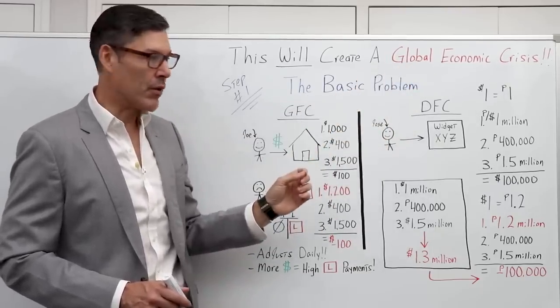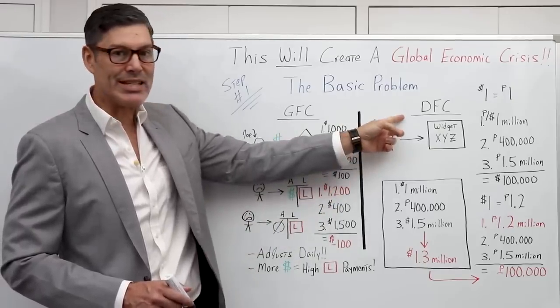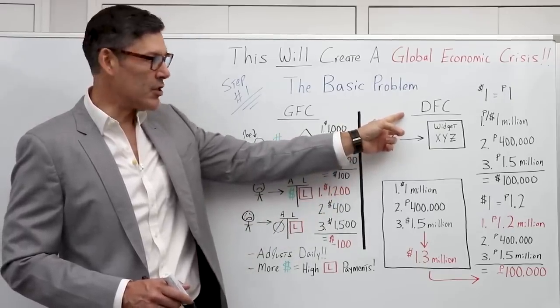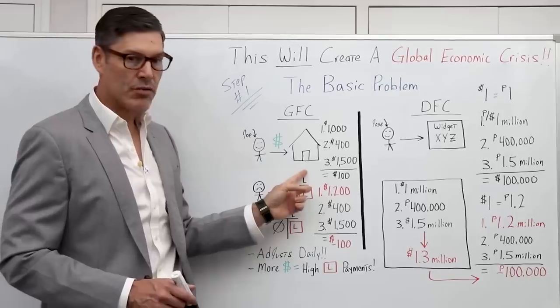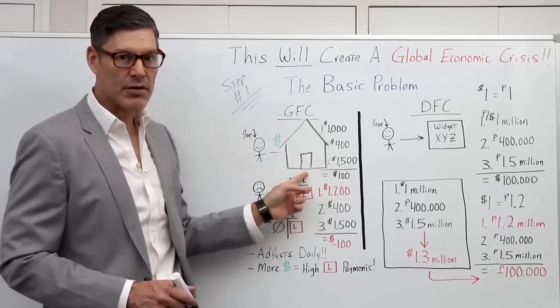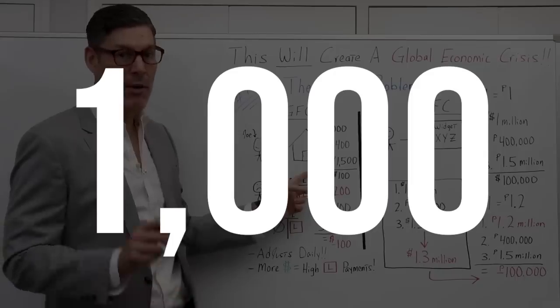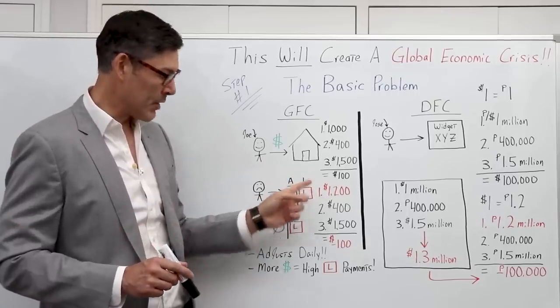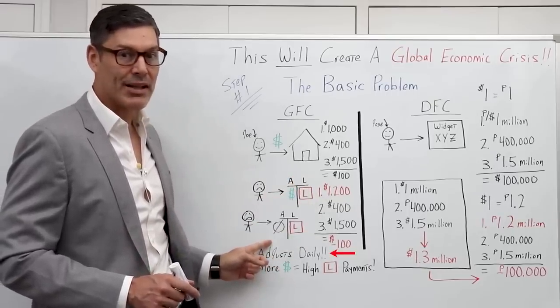But now what we're dealing with, we'll say we go from the GFC to what I'm calling the DFC, the dollar financial crisis. And with the dollar financial crisis, it's very similar to what happened with the GFC and adjustable rate mortgages on homes. But now it's about 1,000 times worse. And I might be understating that. Because now these rates, if you will, adjust daily.